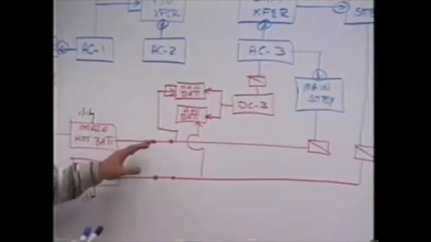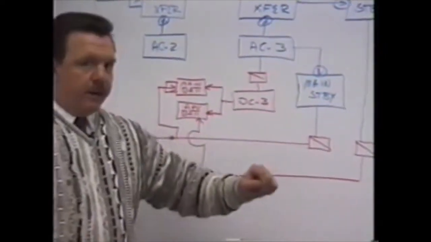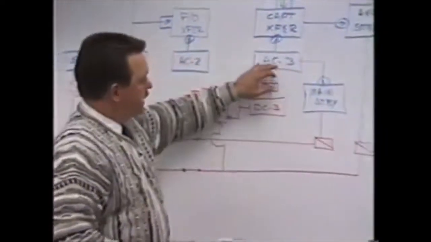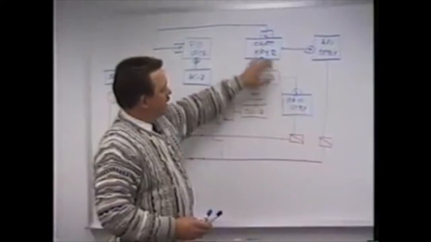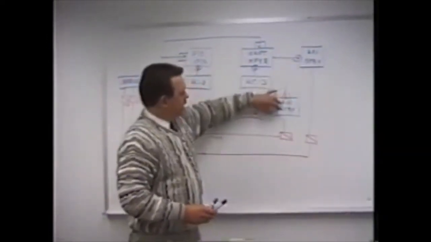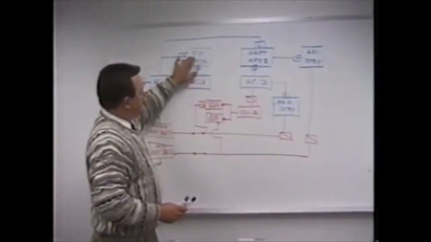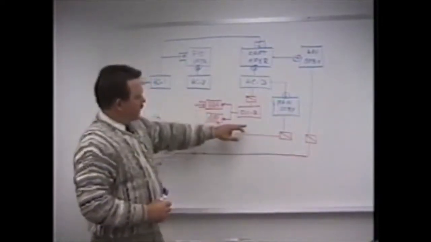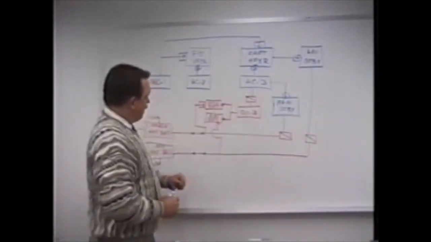If everything was normal and the standby power switch was in automatic, the captain's transfer powers the APU standby. AC bus 3 powers the main standby. The captain would have all of his instrumentation. AC bus 2 would power the first officer, and the first officer would have all of his instrumentation. The battery buses are powered by DC bus 3.